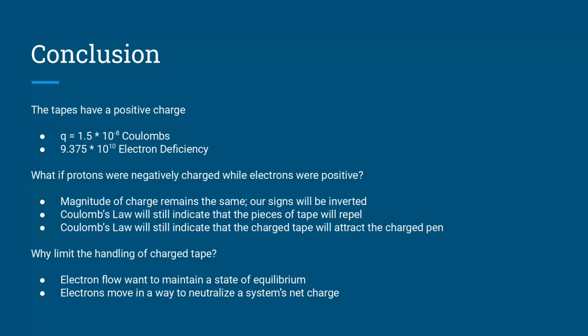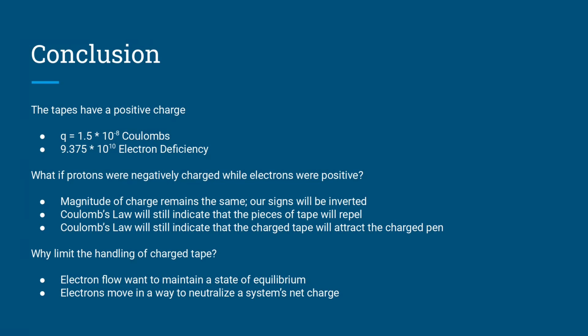From our calculations and observations, we can derive that our two pieces of tape have positive charges. This is represented through our positive Q values and knowing that an electron deficiency yields us a net positive charge. As for an earlier test with the charged pen, we now know that it is negatively charged due to its attraction with the charged tape. Now, this leads us to a few questions.